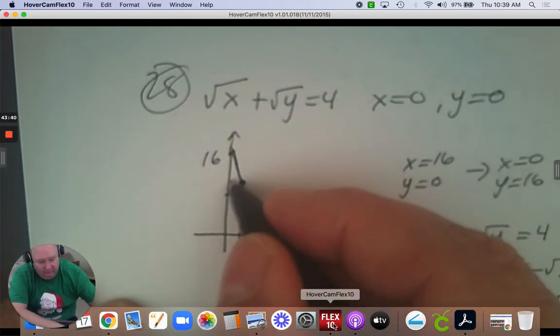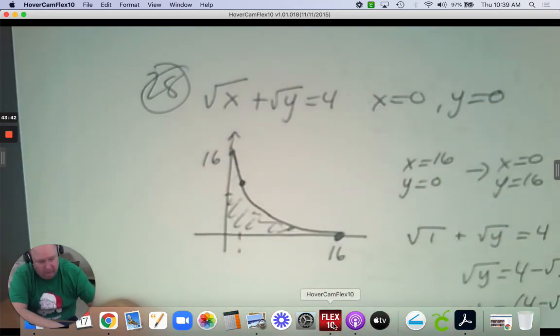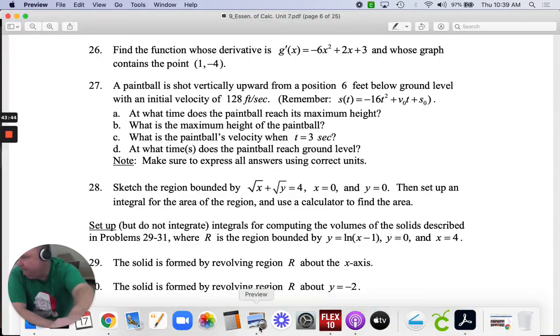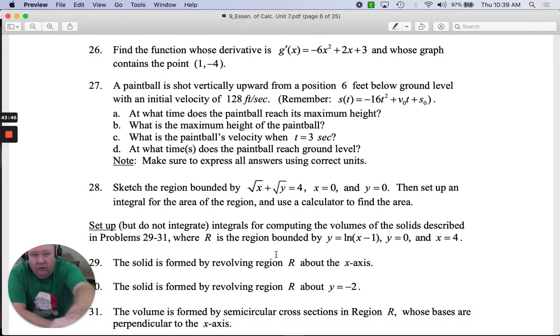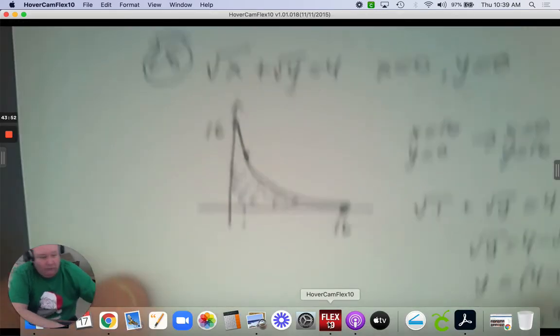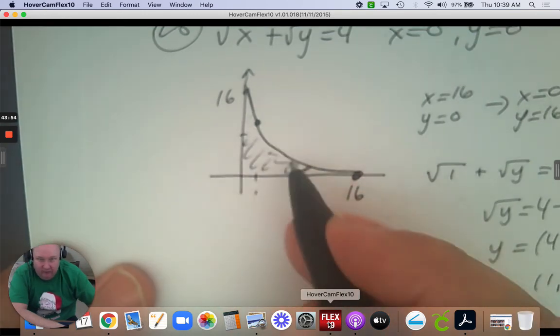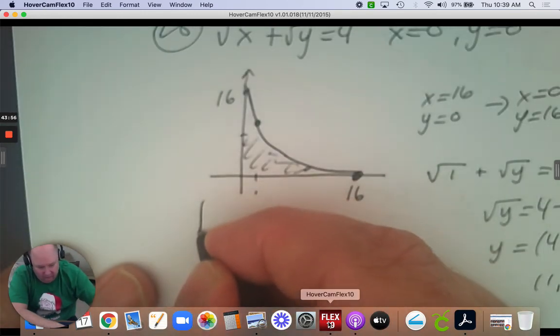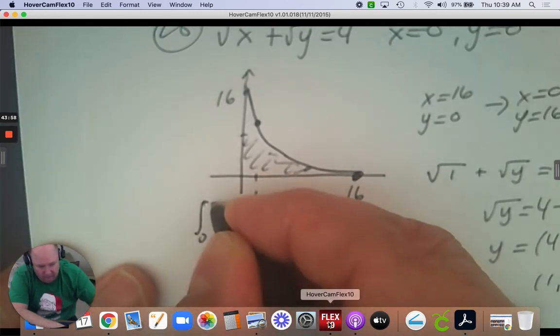So we have a region, right, that we are doing. Now, what are we doing with that region? Set up an integral and then use a calculator to find it. So how do we find the area of what I just shaded in? So first of all, we'd integrate from 0 to 16.